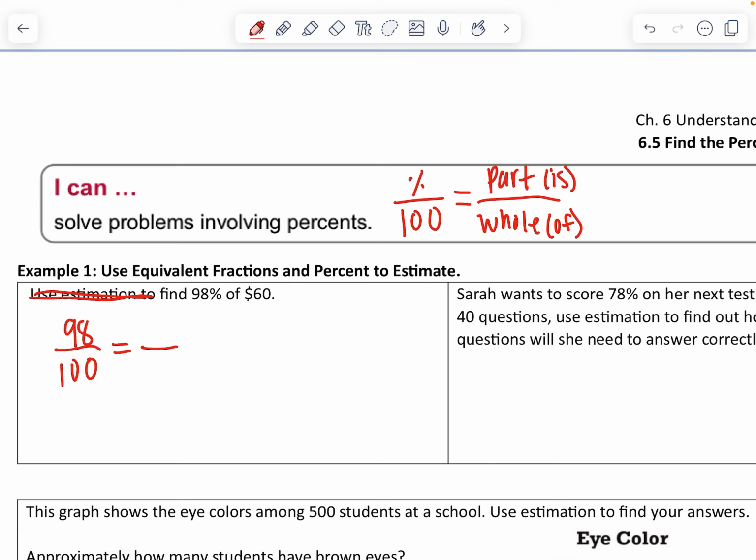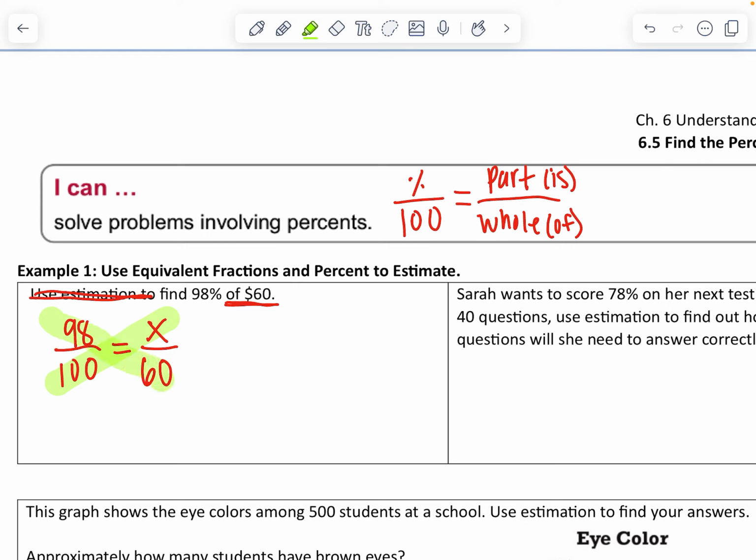Then we have to figure out, is the number that it gives us the part or the whole? It says of 60. So if I look up here at my proportion, remember it says of 60, of is right here, so it has to be my whole. So 60 is going to be the whole, so it goes on the bottom like that, which means we're finding the part. We're trying to find 98% of 60. This is where the butterfly method comes in. We're trying to figure out what X equals.